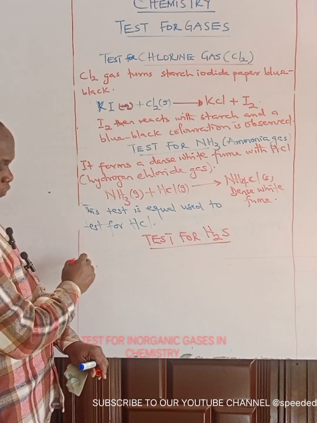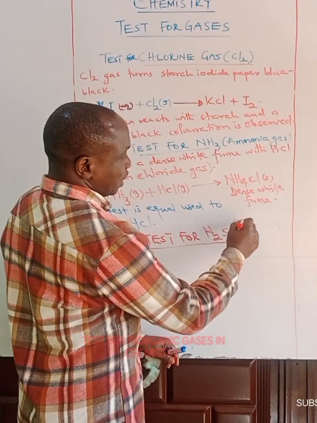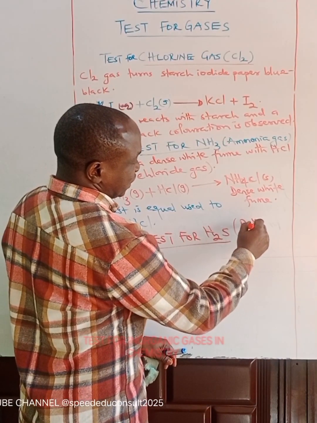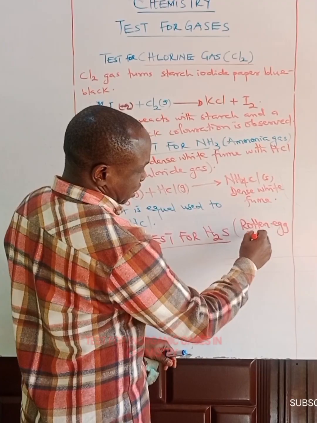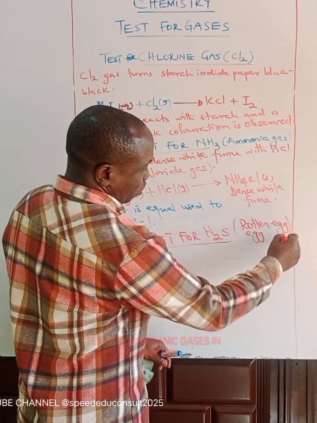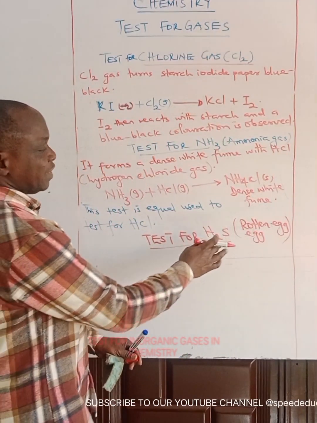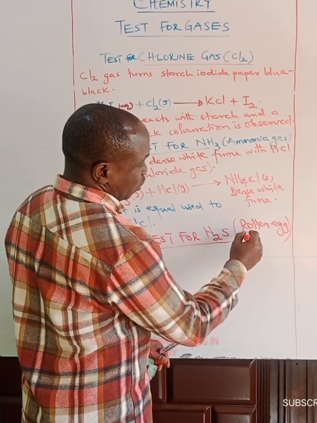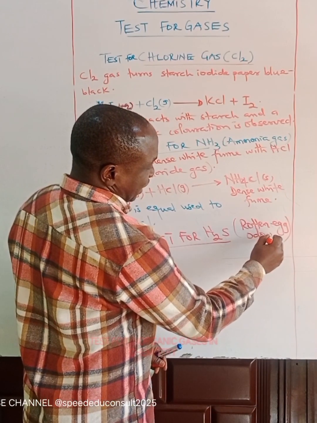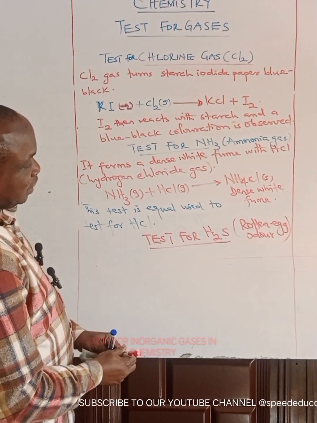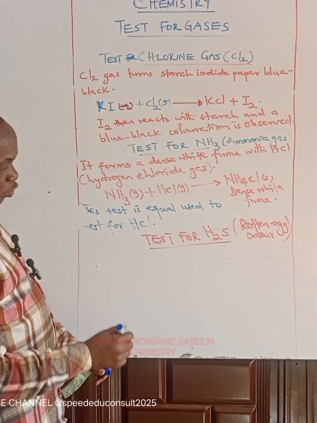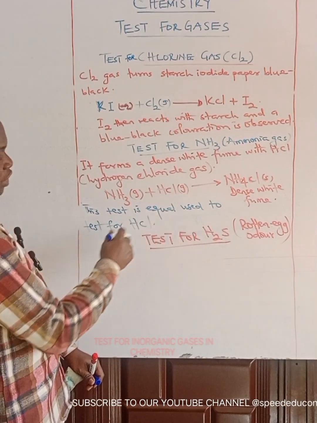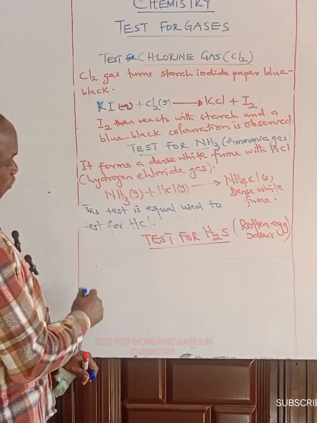So hydrogen sulfide is a rotten egg smell gas, meaning its odor is what we call rotten egg odor or smell. That's the odor of hydrogen sulfide. So how do we test for hydrogen sulfide?